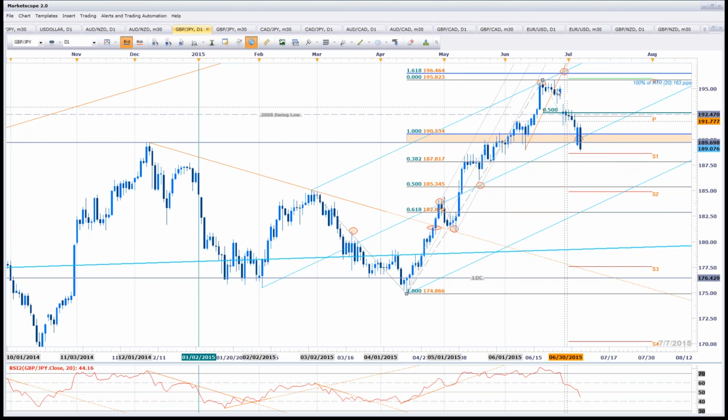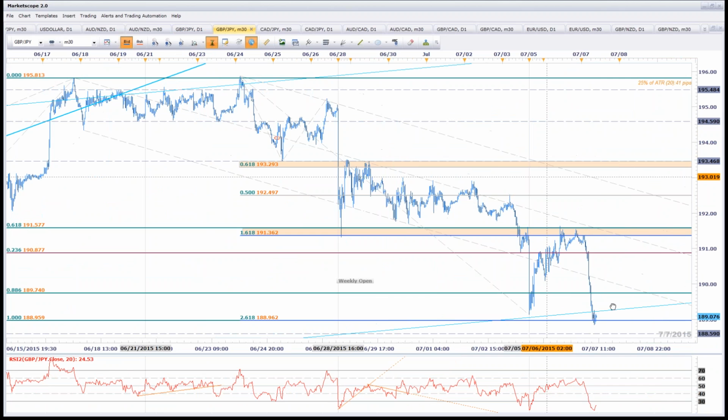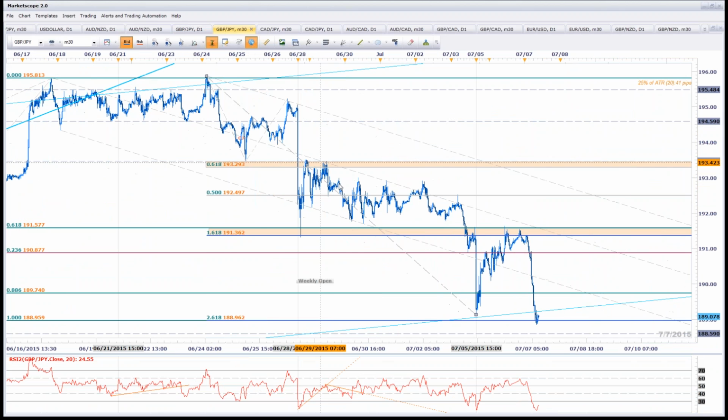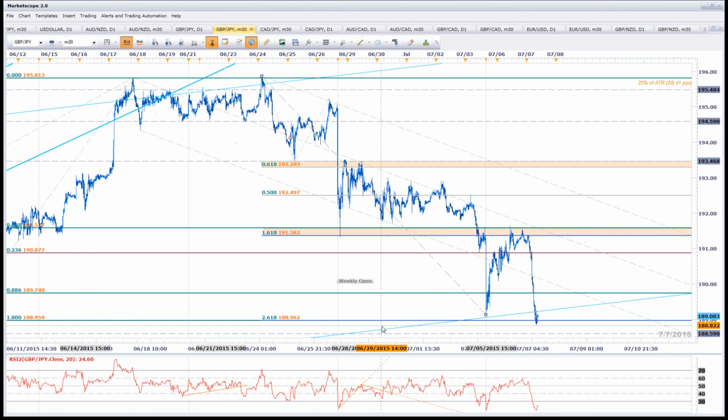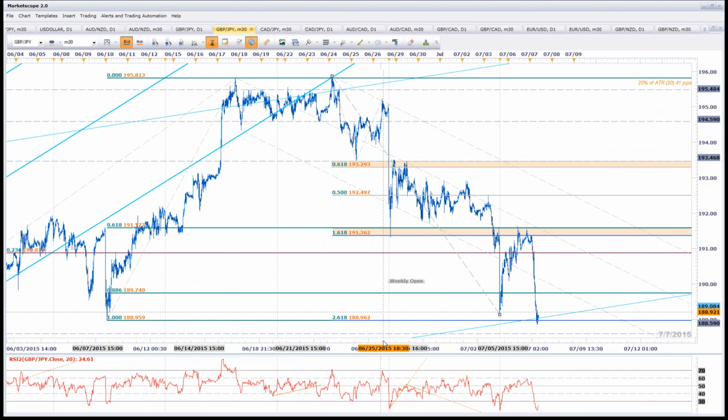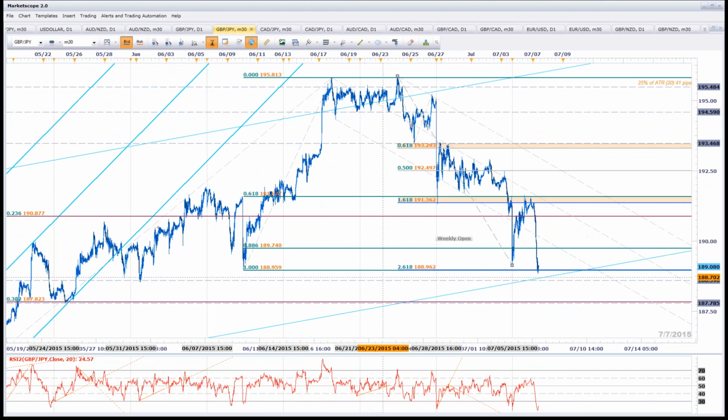And again, an example of where a gap never filled and why it's dangerous just to target the gap fill. Here's what a breakaway gap is called. That hasn't filled in over a week. So something to keep in mind. Last but not least, here's a 30-minute chart for sterling yen before we wrap things up. Again, let me just zoom this out for you.